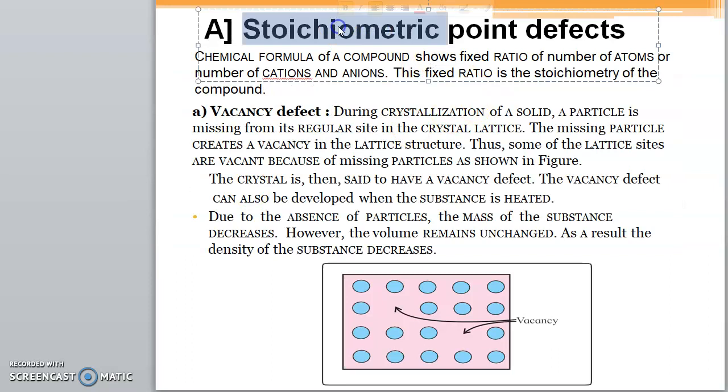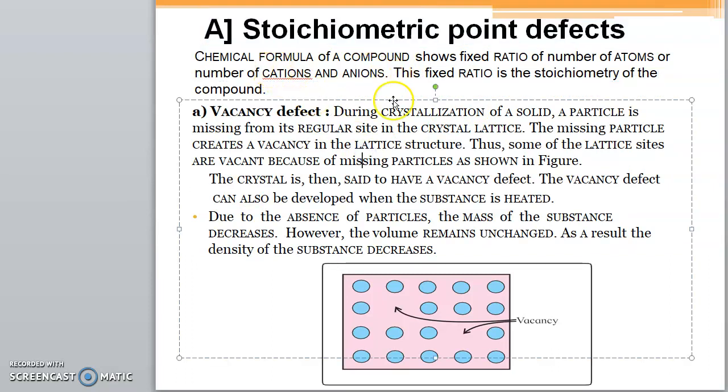Stoichiometric point defects. So a chemical formula of a compound, I'll give you an example of sodium chloride. What is the chemical formula of sodium chloride? NaCl. It shows a fixed ratio of the number of atoms, or the number of cations and anions. Right? So NaCl is what? One atom of sodium, one atom of chlorine. Now this fixed ratio is the stoichiometry of the compound. So the ratio is what? 1:1. Sodium 1, chlorine 1.